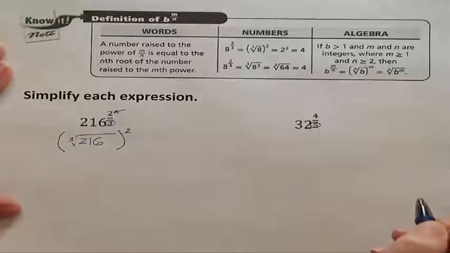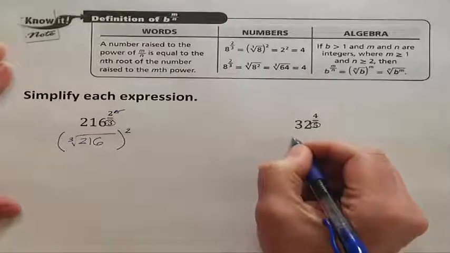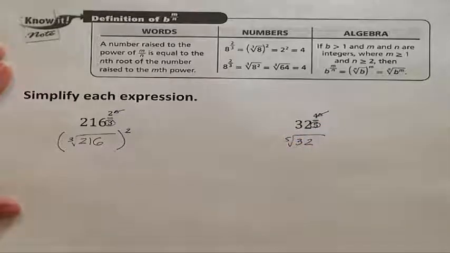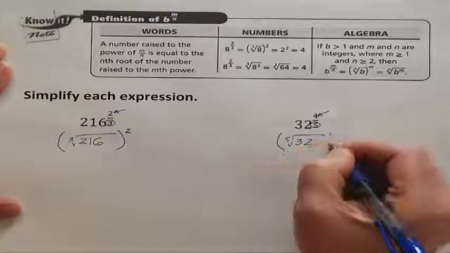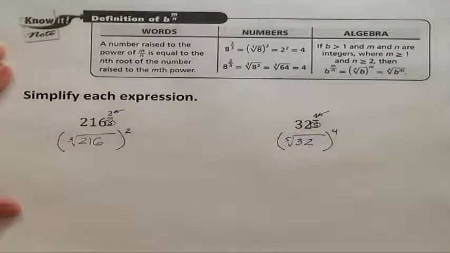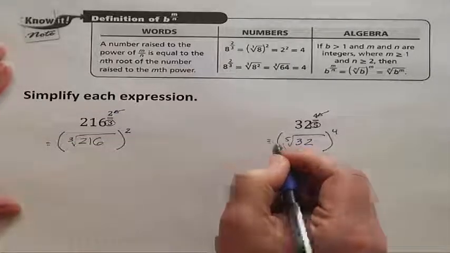So the denominator is still my root. So I'm still the 5th root of 32. But what do we do now that the numerator is not a 1? We put the entire thing in parentheses, and that new numerator is now my exponent. I'm raising all of that to the 4th power. So let's go ahead and actually solve these then.